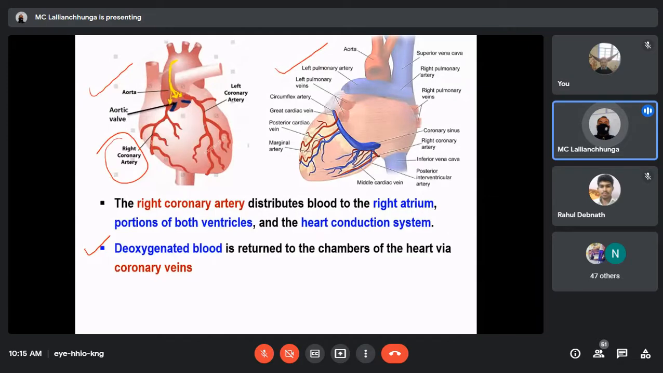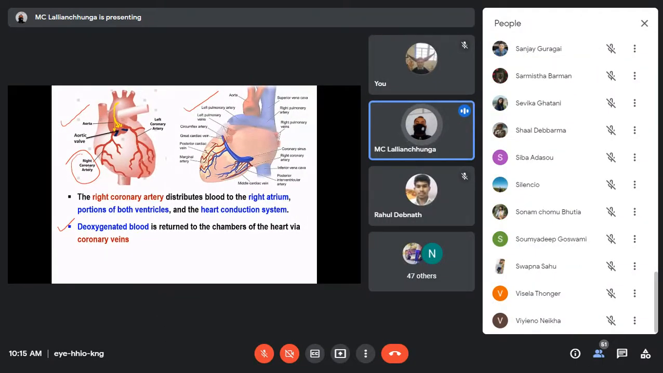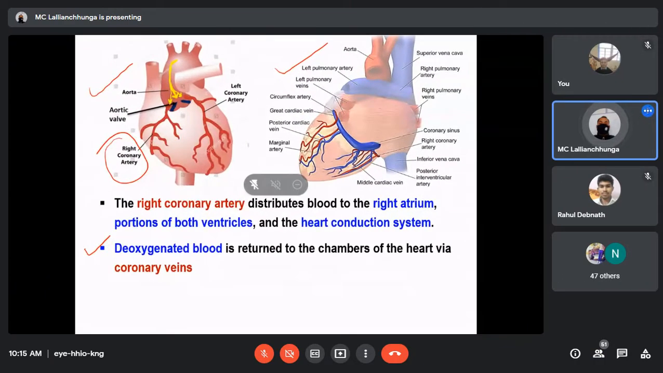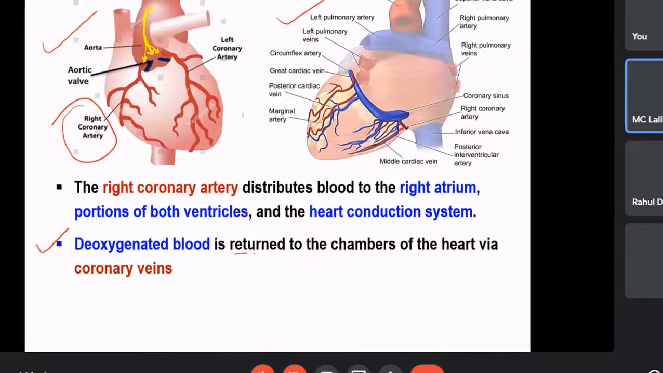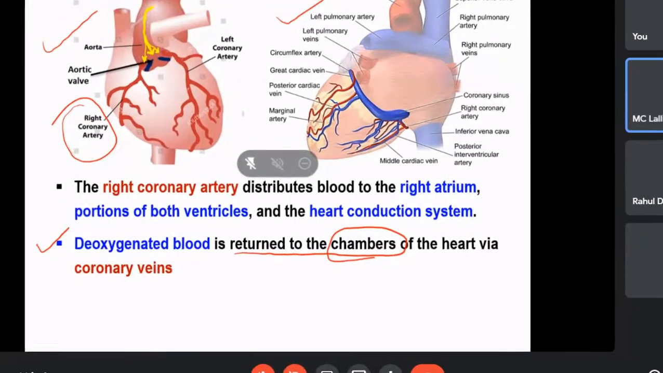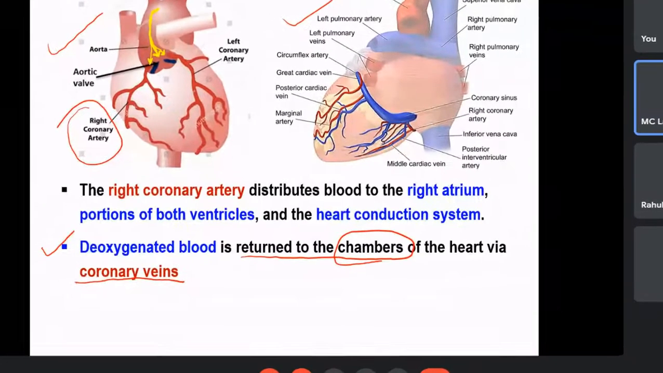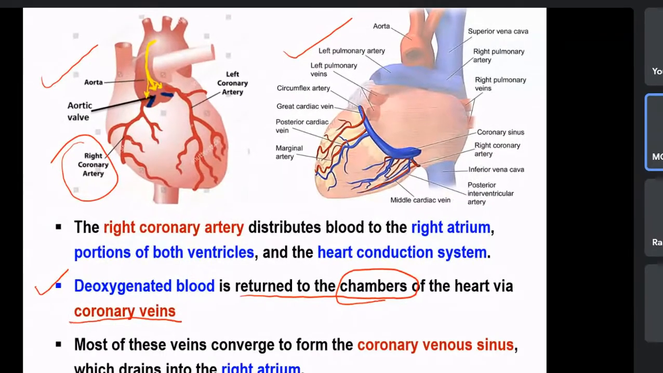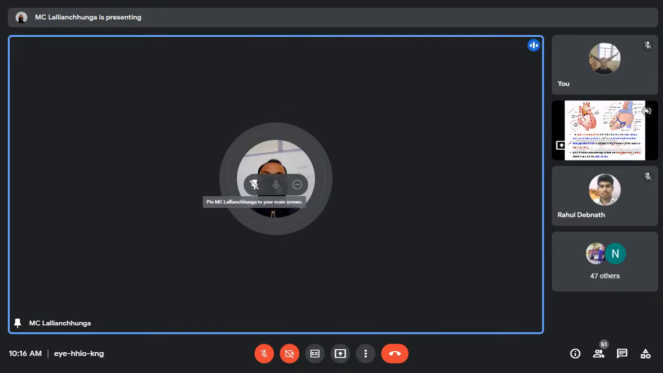After some time they will become smaller arteries, arterioles, and then capillaries will be there. After the capillaries, the venous system starts, and the venous system will collect deoxygenated blood and return it to the chambers of the heart via coronary veins. Venules will be there, small veins, larger veins, and then coronary veins. Most of these veins converge to form the coronary venous sinus.